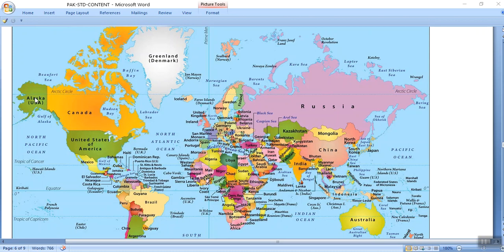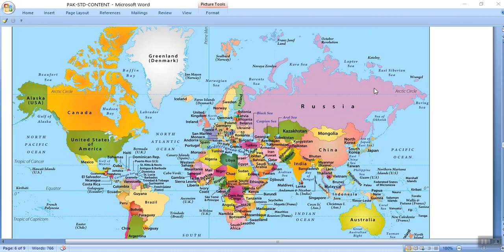Now this state is full of minerals and other things, oil and gas, thereby Russians and Americans keep fighting and quarreling on this matter. It's a matter of tension between the two countries.